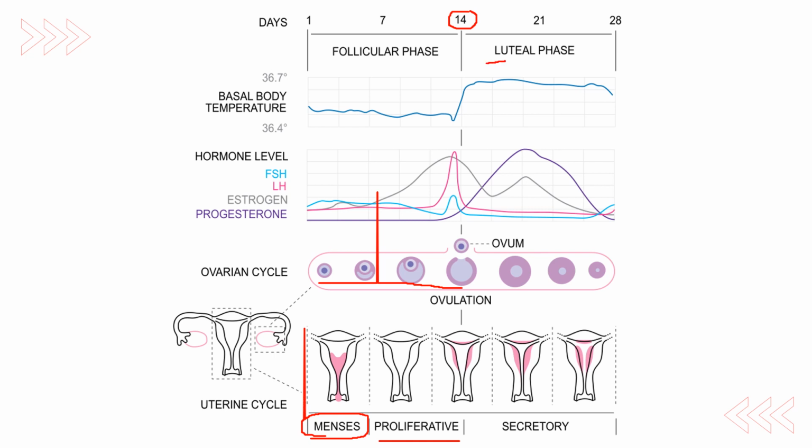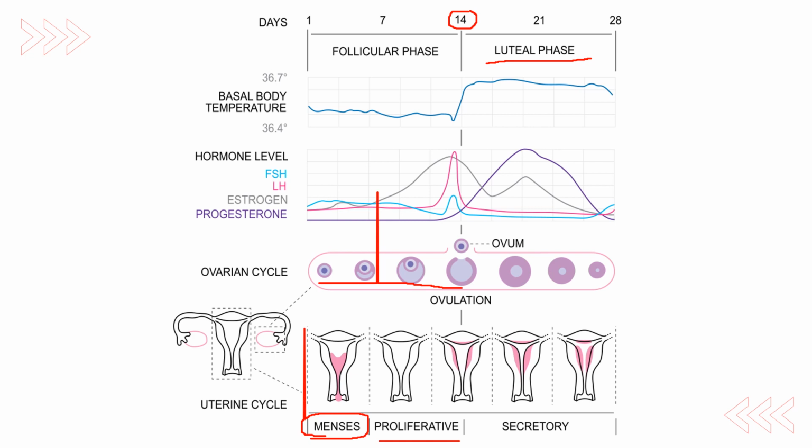The next 14 days are considered as a luteal phase, and the basal body temperature is found to be slightly higher in luteal phase than from the follicular phase. Hormonal levels also vary a lot during these stages. The most important reference is here to luteinizing hormone, which is at its peak on the 14th day, so that Graafian follicle can rupture and ovum can be released.